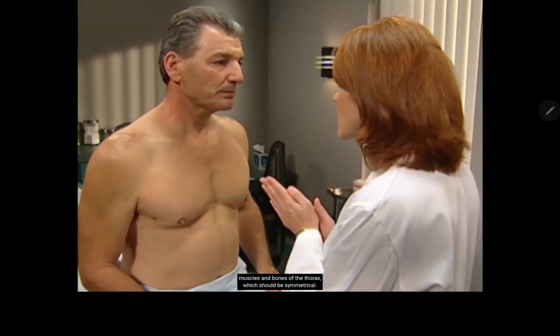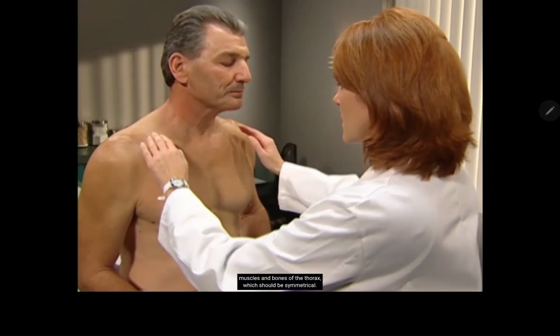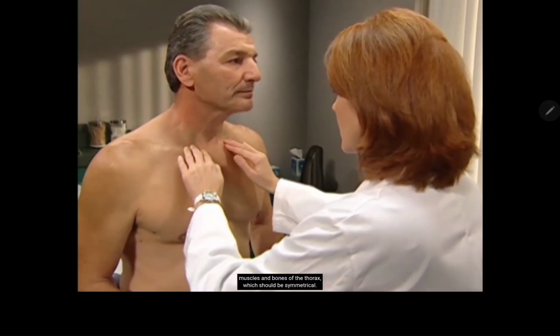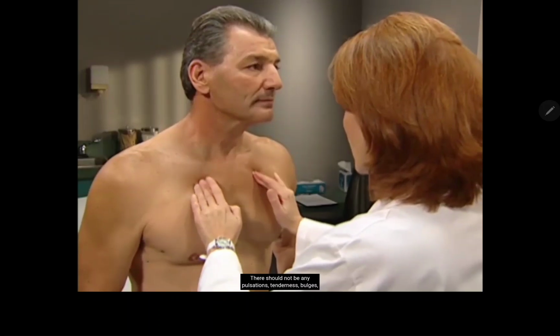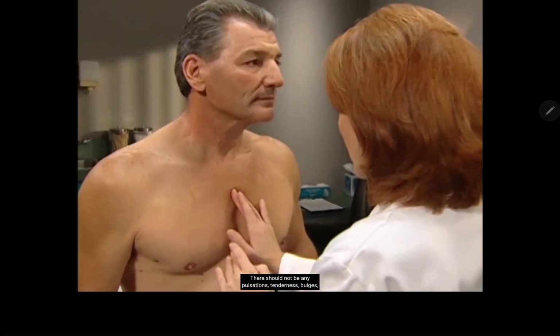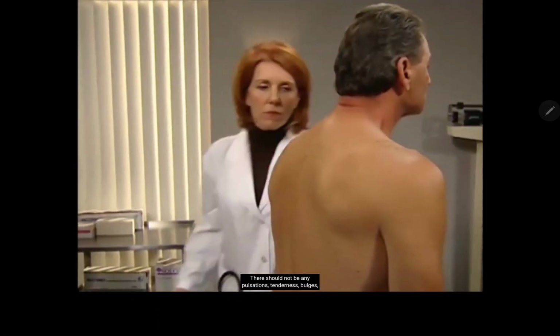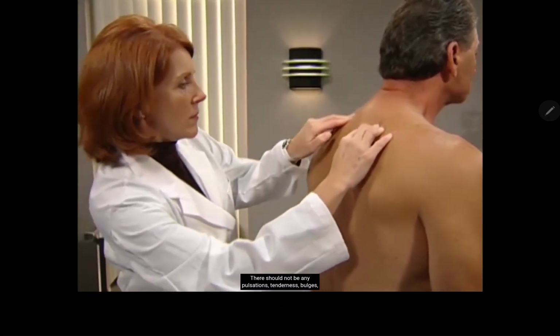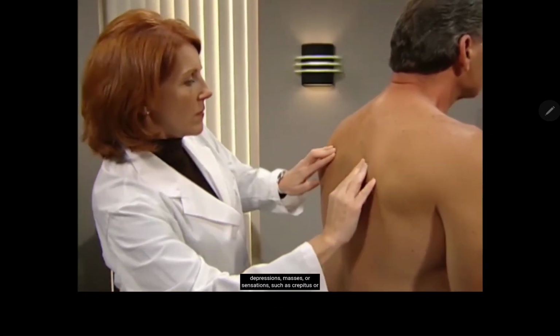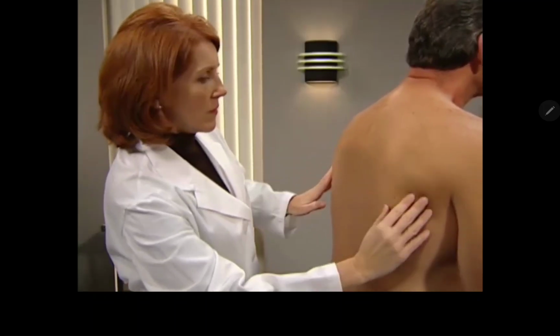I'm going to be palpating the muscles and bones. After warming your hands, begin palpating the muscles and bones of the thorax, which should be symmetrical. There should not be any pulsations, tenderness, bulges, depressions, masses, or sensations, such as crepitus or rubs.